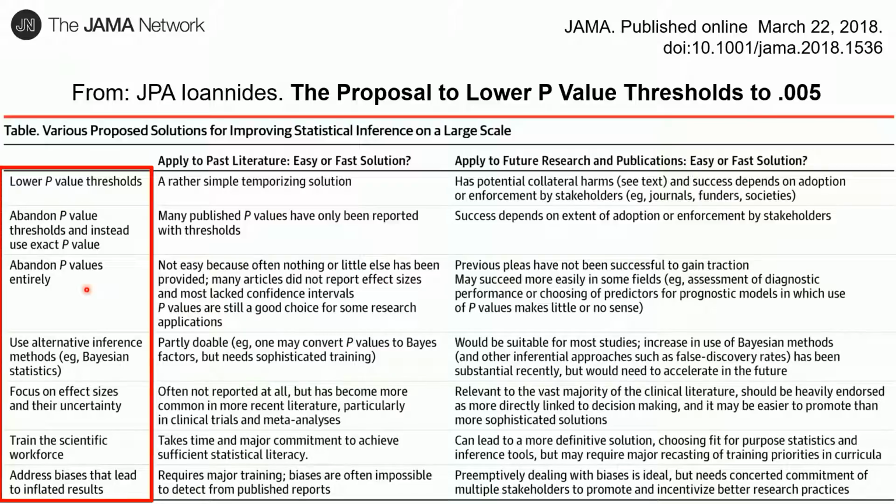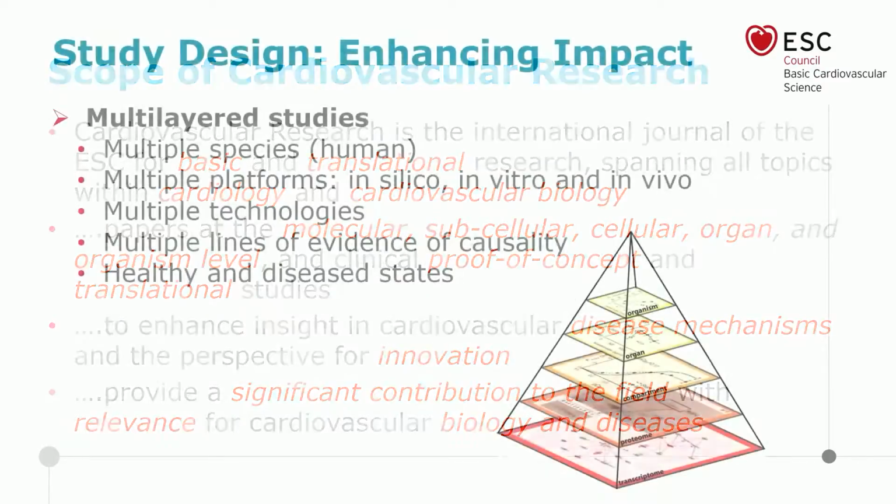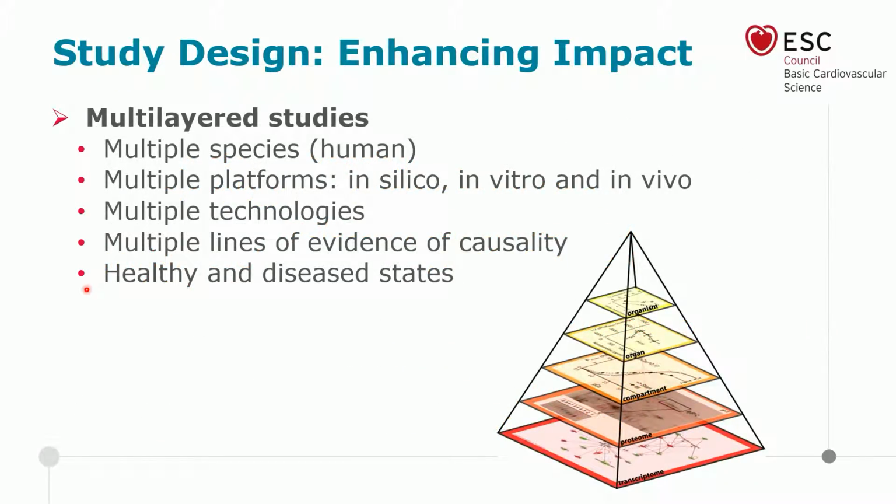But I think this is an interesting paper to read, to see if we need to change statistics in any way. So again, this is the overview of the scope of Cardiovascular Research. I will not read this to you again, but based on this, if you want to enhance impact, and this is where I lead in our editor-in-chief, for journals publishing experimental studies, you like to have multi-layered studies if you want to increase impact. You want to use multiple species, preferably.